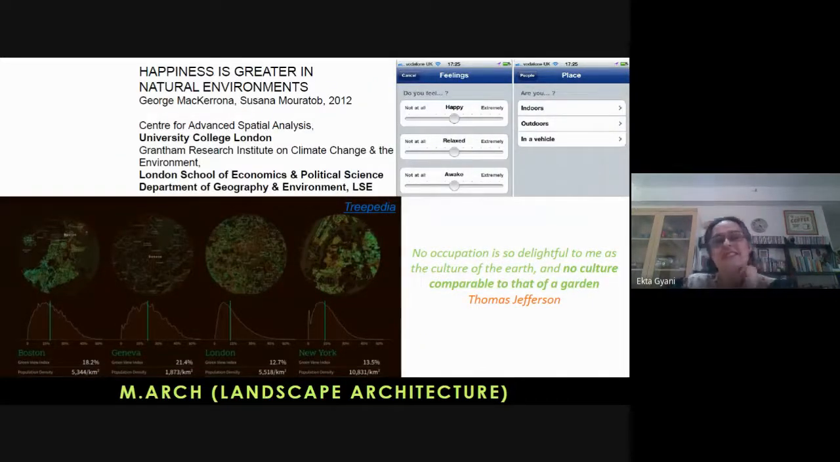There was this incredible research in England, which they called Happiness in Natural Environments, in 2012, by University College London and London School of Economics, where they gave all Londoners this app on their phone, and the residents of London had to say how they felt when they were indoors, outdoors, in a vehicle. Overwhelmingly, what the app showed was most of the people of London were happier when they were outdoors. So when I talked about happiness as being landscape, I was not kidding.